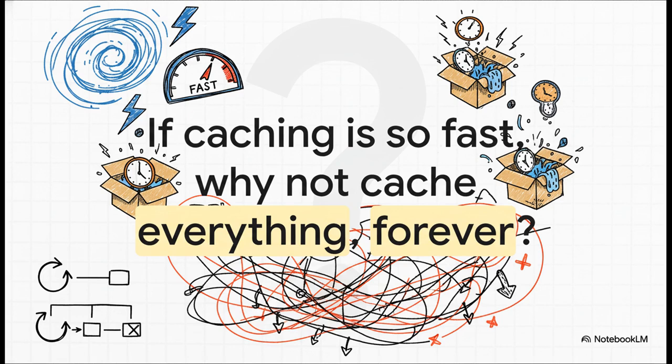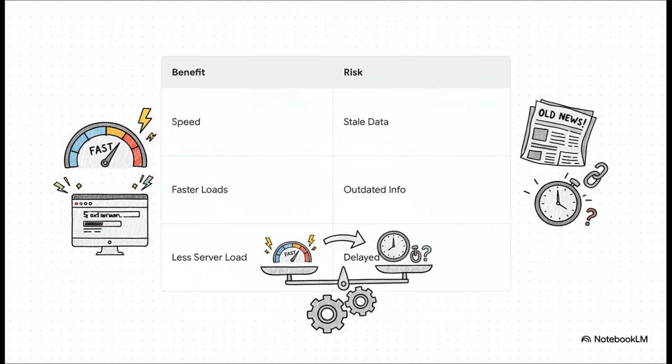But this leads to a pretty logical question, doesn't it? If caching is so great for speed, why don't we just cache everything? All the time, forever? I mean, what's the downside? And this brings us to a fundamental concept in pretty much all of engineering: trade-offs.